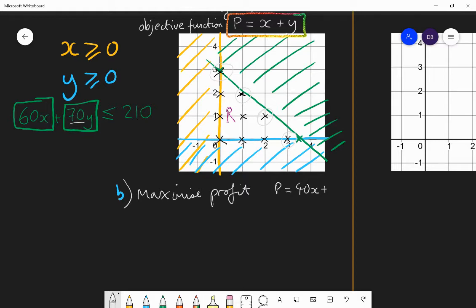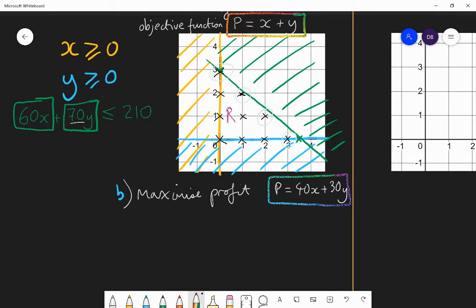I buy them for 70p. So what's the profit for Yorkies? Well done if you got 30y. So the objective function you want to maximize in this is P equals 40x plus 30y. That is the profit function for this.